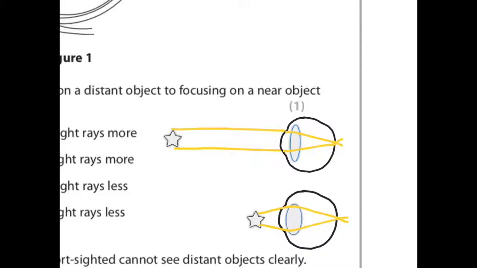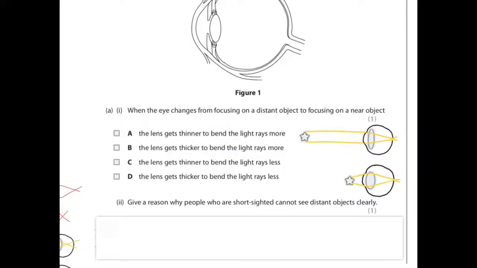and for that reason you need to redirect the light more dramatically, so you need a short fat lens with more curvature to refract that light in that fashion. So the lens gets thinner to bend light rays more? No, because that's not what's happening here. The lens only gets thinner with a distant object. Lens gets thicker to bend light rays more. Well, that looks more promising.